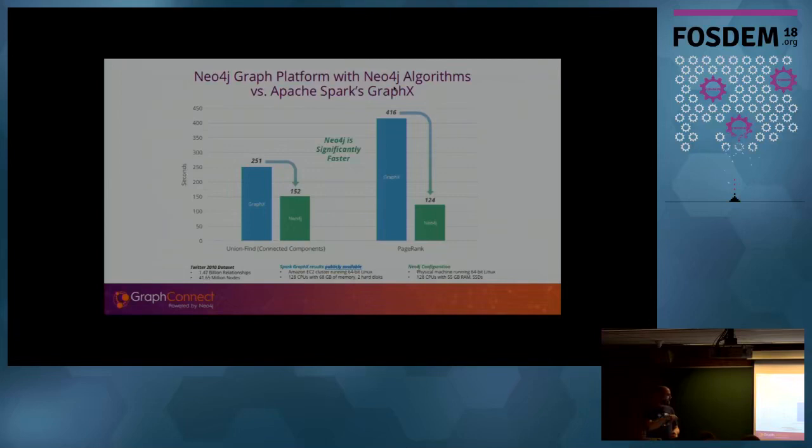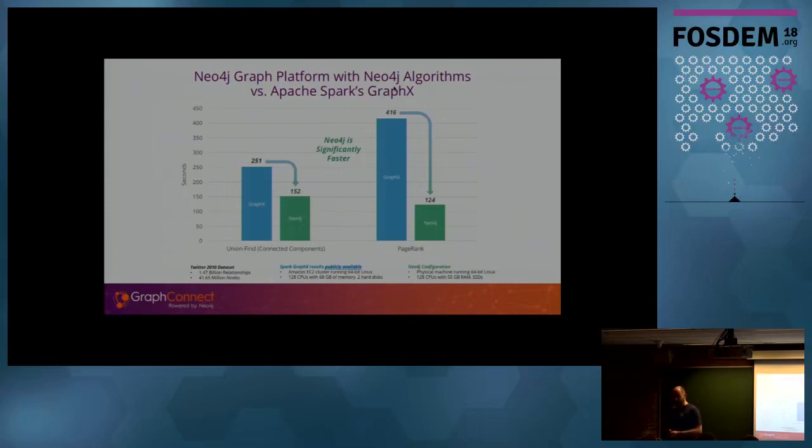So the blue one is GraphX and the green one is Neo4j. I expected it to be an order of magnitude slower, but actually what we built is a little bit faster, so it's kind of nice. So mission accomplished in this space.